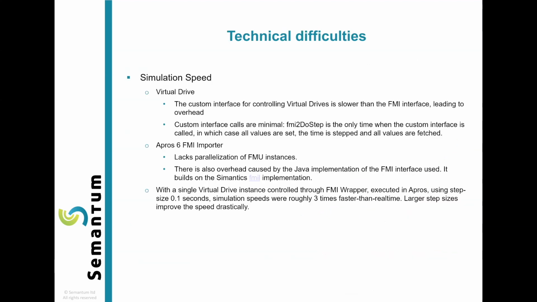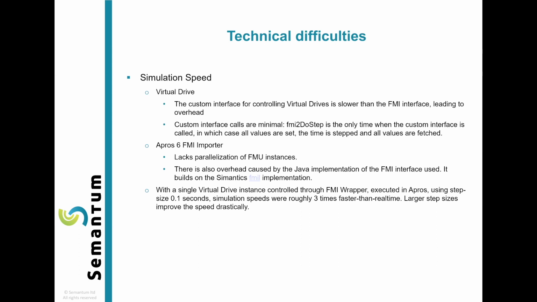And some technical difficulties: we stumbled upon the fact that the custom interface, this interprocess communication for virtual drives, was much slower than the FMI interface itself. Of course, if you think about it, it's pretty obvious that FMI is very fast, and anything that uses some kind of process communication or other calls between programs is going to be slower than that. So essentially, we try to keep calls from this FMI wrapper to virtual drive to a minimum. Only in this FMI2 do step function will we actually do any interprocess communication calls to virtual drive, rather than doing it all the time, for example, with every set, directly setting it to virtual drive. No, we use do step as the synchronization point.